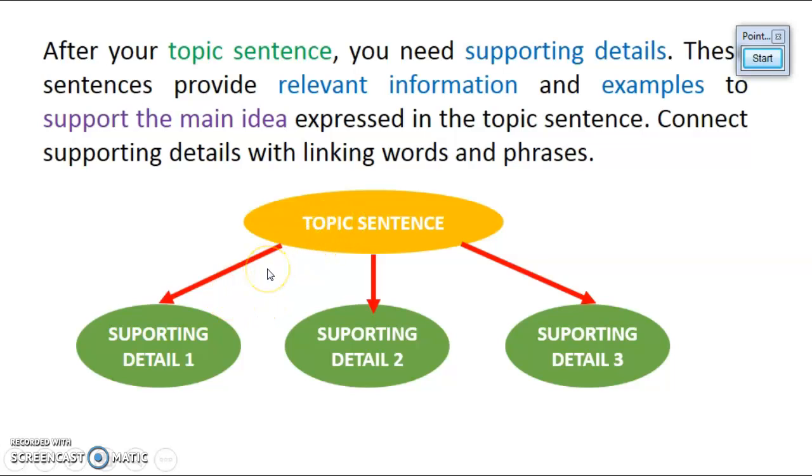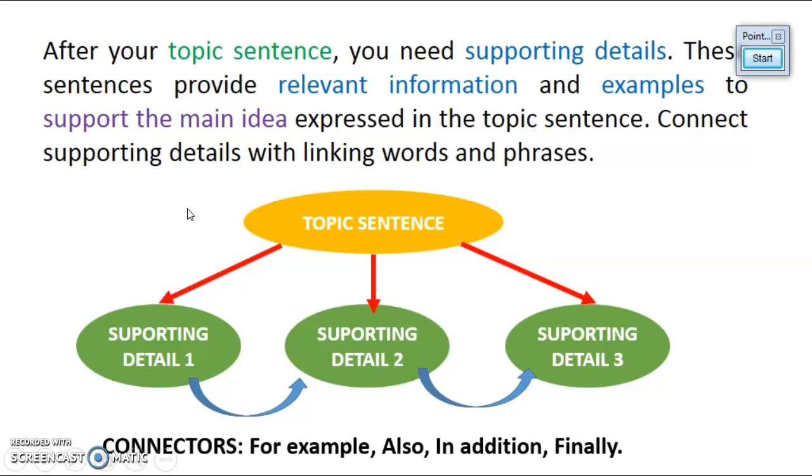The topic sentence, of course, is a sentence. These supporting details are going to be expressed in the form of sentences too, and they are going to be connected. How do we connect one supporting detail with the other? Using connectors. And we have these connectors, for example, also, in addition, and finally, among other connectors that you are going to see during your lessons in English. These are only some examples of connectors. Well, let's see one example.